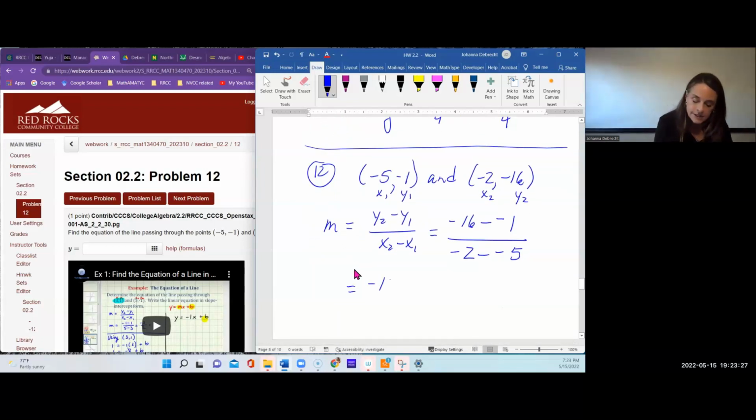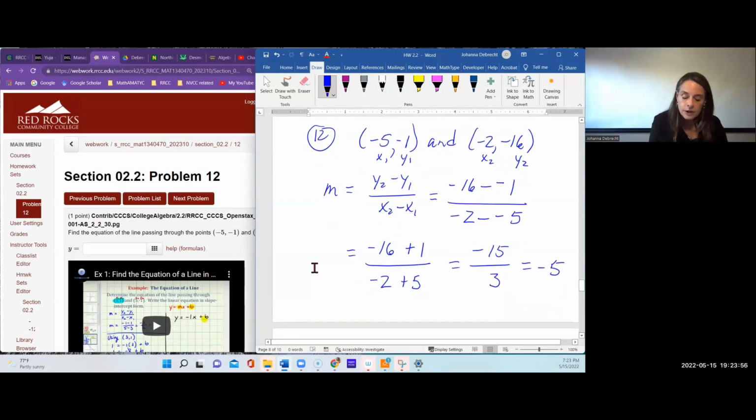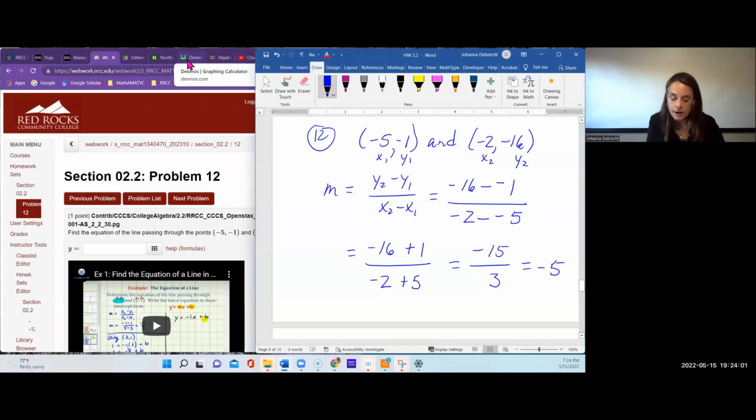This leads to -16 with a double negative, making it +1, divided by -2 with a double negative, which makes it +5. -16 plus 1 is -15, and -2 plus 5 is +3. -15 divided by 3 is -5. This tells me the line is very steep and downhill. When I look at the equation, I can use Desmos in order to be sure that I've got the right line. And I'll show you how to do that in just a second.